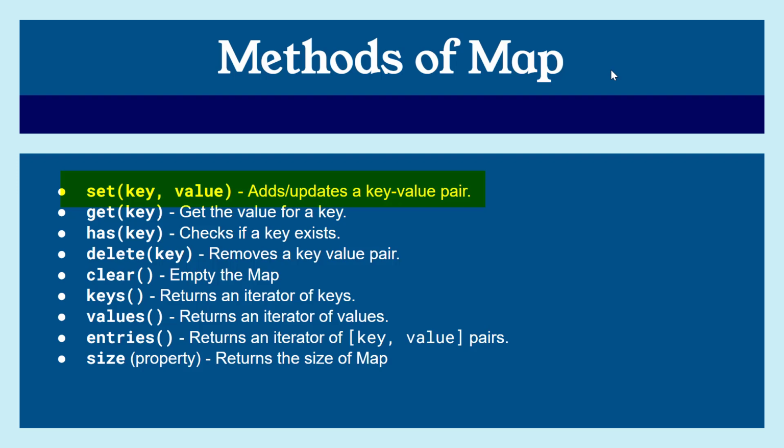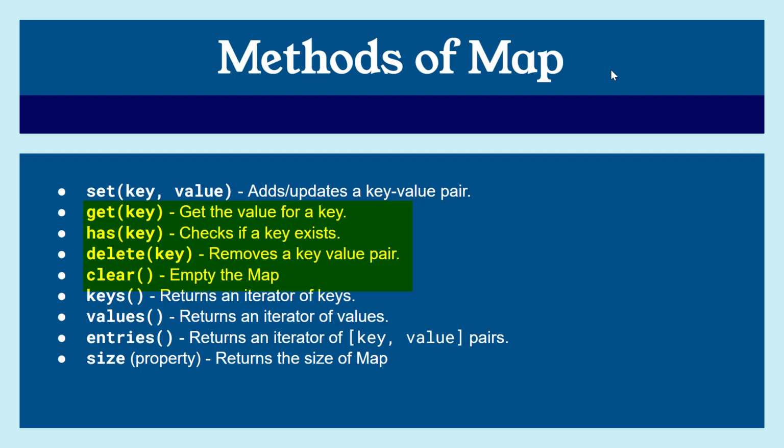So if you want to add a new key and value to the map, then we can use set method. And if the key is already present in the map, then new value will replace old value for that key. If you want to get the value of any key, we can use get method. And if you want to check if any key is present in map, then we can use has method. If you want to delete any key, then we can use delete method.